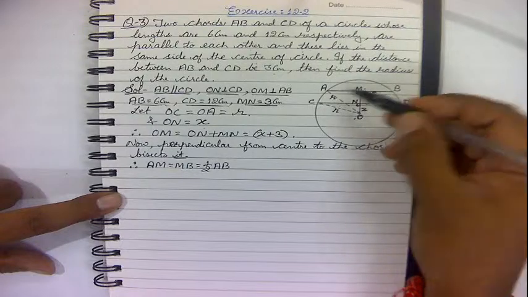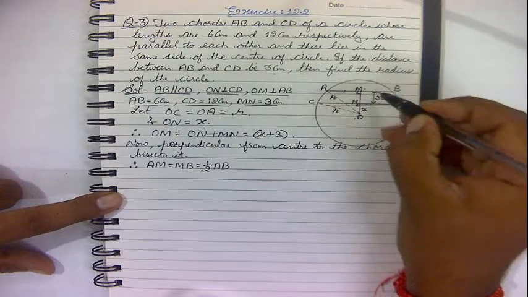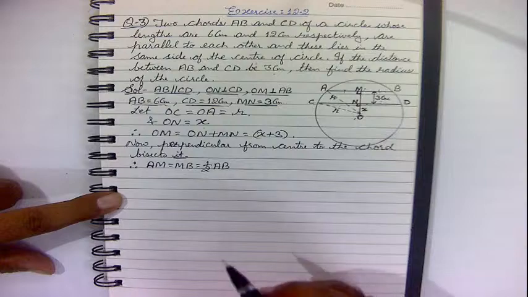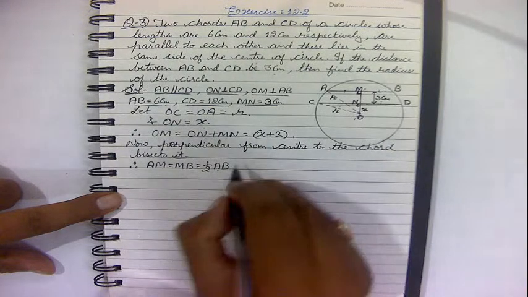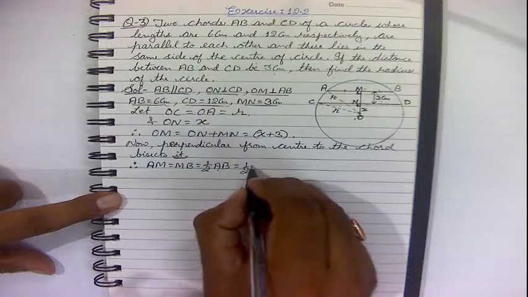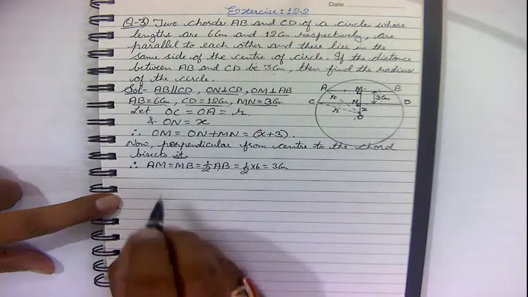अब OM क्या है? AB का perpendicular. AB के ऊपर perpendicular है तो इसलिए ये chord को क्या करेगा? Bisect. यानी AM और MB दोनों क्या हो जाएंगे? Equal. Now, what is AB equal to? AB is 6. So both are 3 cm.